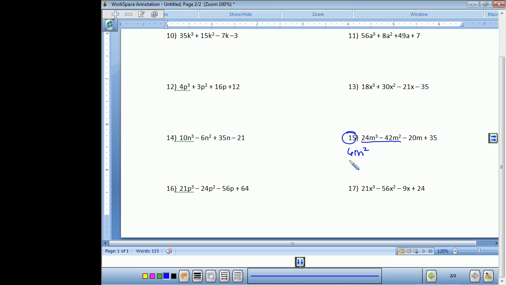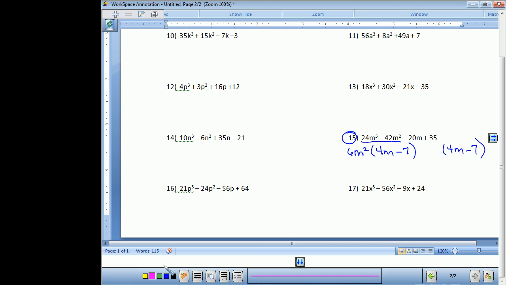If we pick 6 and then they both have an M in common, and we factor that out, we're left with 4M plus 7. Because this is a minus, this needs to be a minus, okay, minus 7. So we want these two to match. So here we need a 4M and a minus 7.